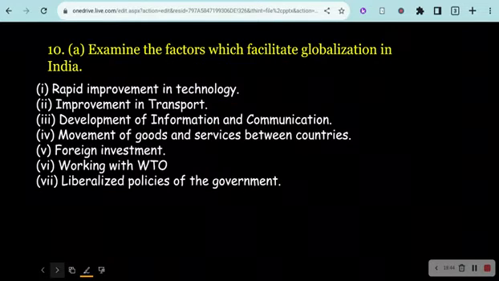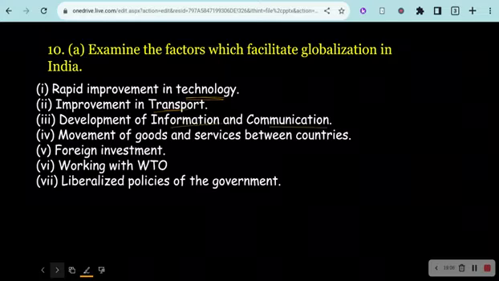Question number 10. Examine the factors which facilitate globalization. So, first one, what are the points? Rapid improvement in technology. When technology increases, your country is automatically getting globalized. Improvement in transportation methods, right? Improved transport, like in the old times we used bullock carts and everything. Now we have cars, trucks, right?